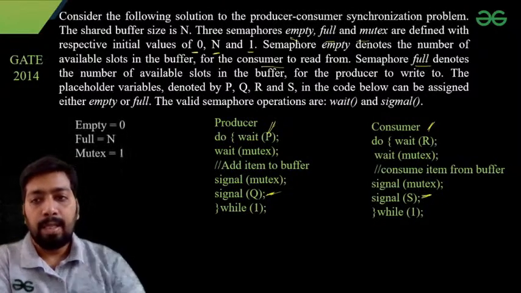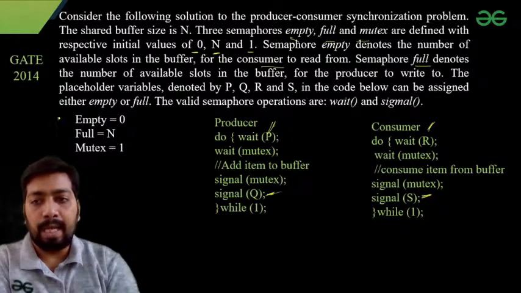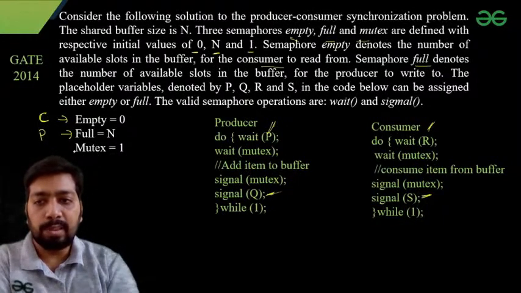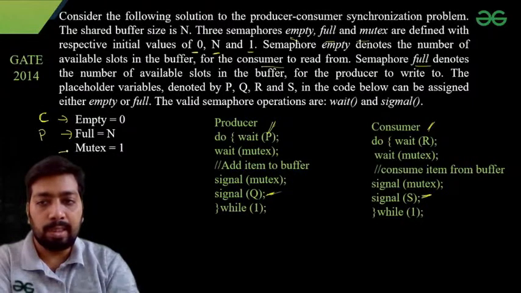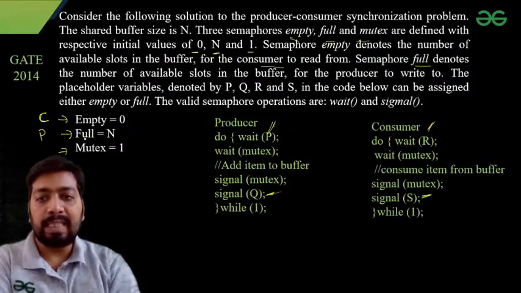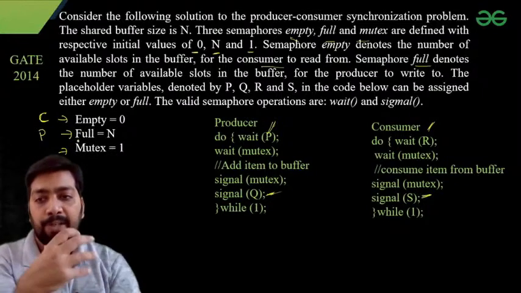First of all, according to the question, empty is 0 and it can be accessed only by the consumer. Full can be accessed only by the producer. And mutex, we can see, is accessed by both producer and consumer. So that's fine. Full is telling the producer how many available buffer slots there are, that means how many items it can fill in the buffer.